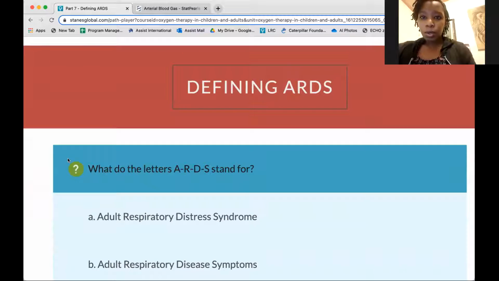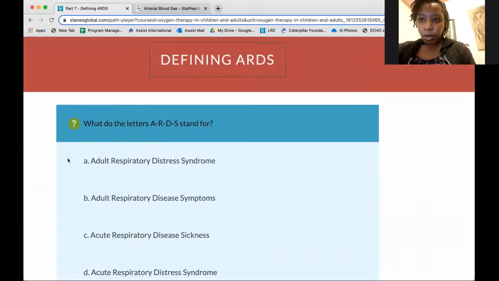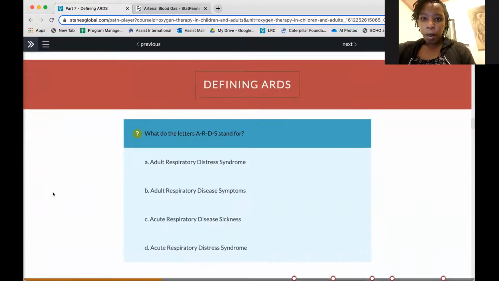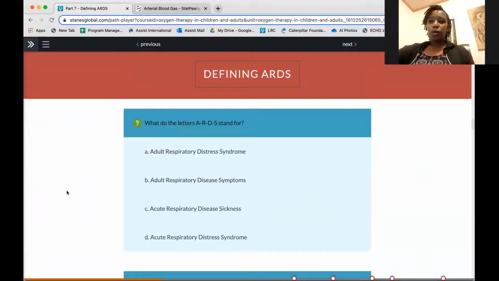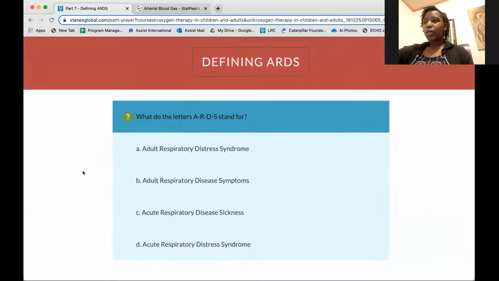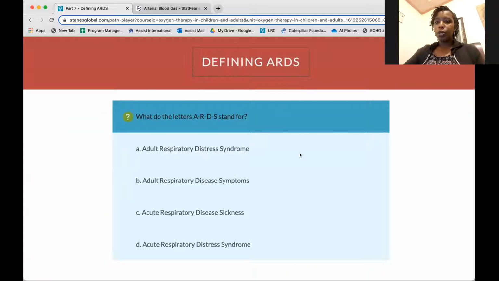Maybe let's go back to. So now we are going to go to another session. We want to go to the main topic today. We wanted to define ARDS.